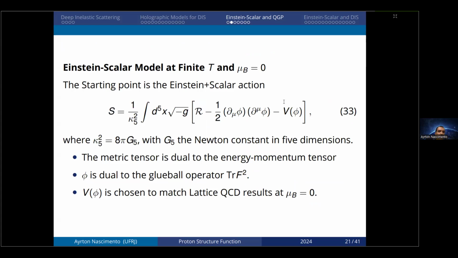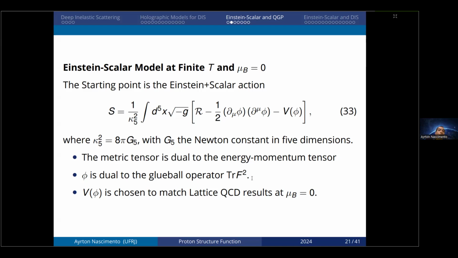Okay. So usually we use this model over here to describe the QGP because, inside of it, you have the metric tensor, and from the holographic dictionary we know that the metric tensor is dual to the energy-momentum tensor. The scalar field, the phi over here, is related to the scalar glueball operator in the dictionary.